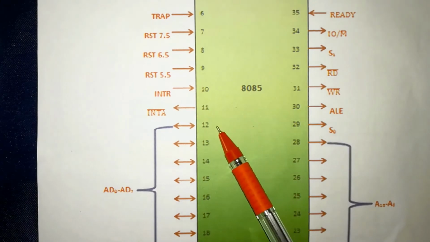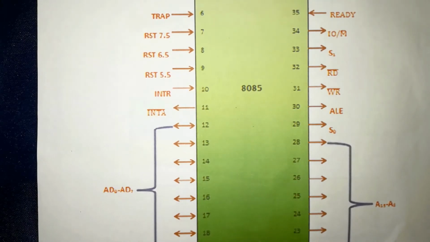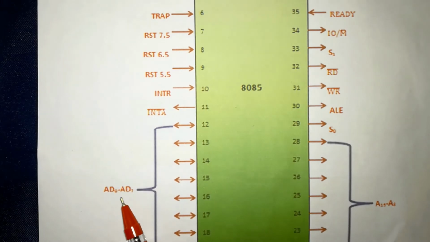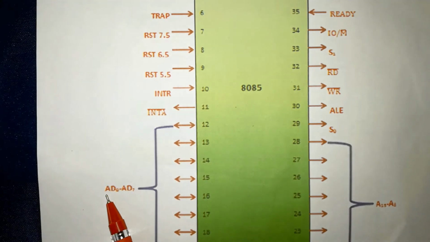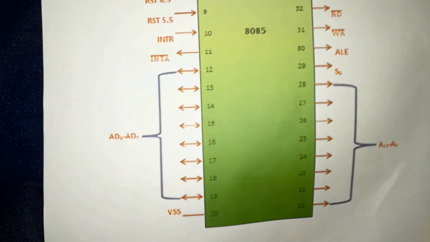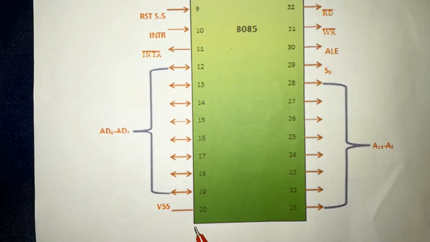Pin number 12 to pin number 19, all these are AD0 to AD7. A means address, D means data, and from 0 to 7. On these pins, address bus as well as data bus is there. That means a multiplex bus is there. On this type of bus, address and data signals are carried. The next is VSS, pin number 20. It is supply ground connection.